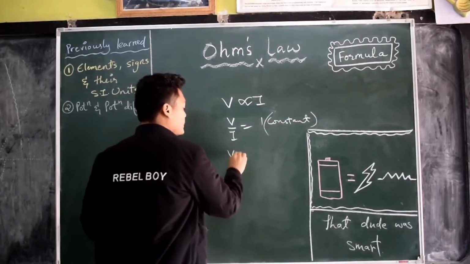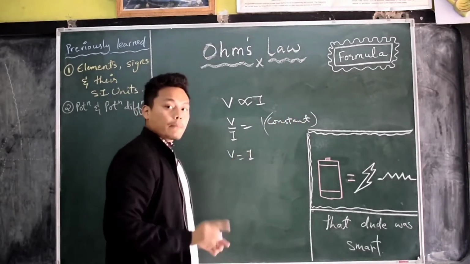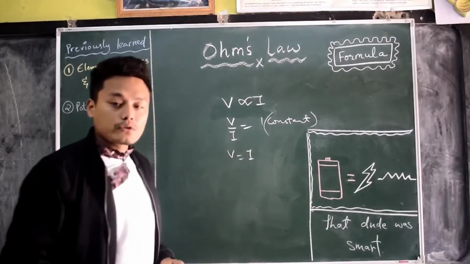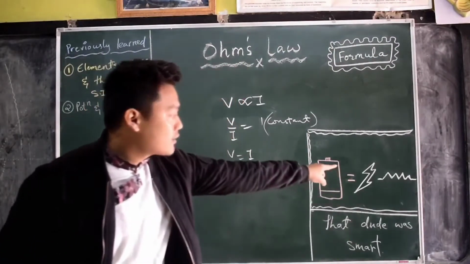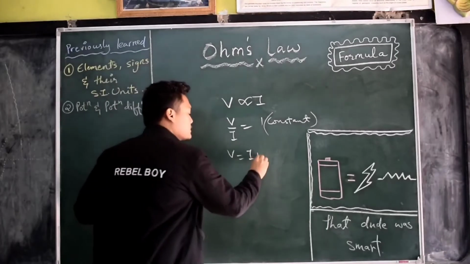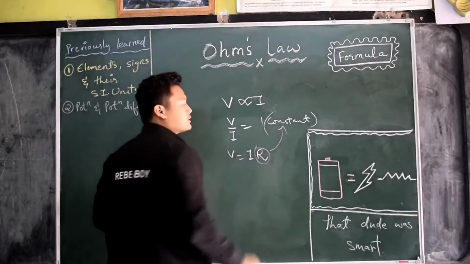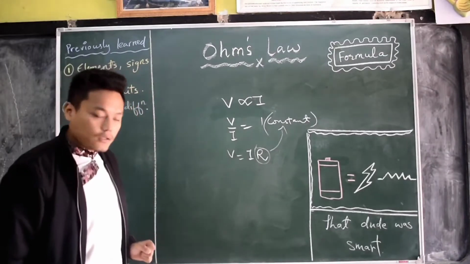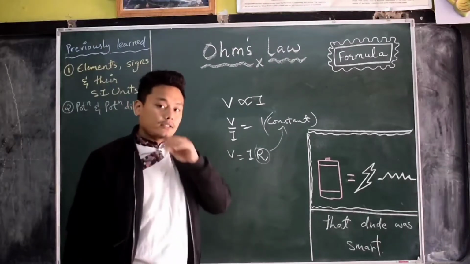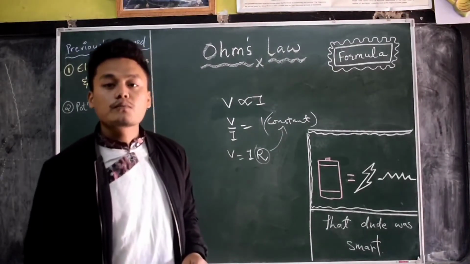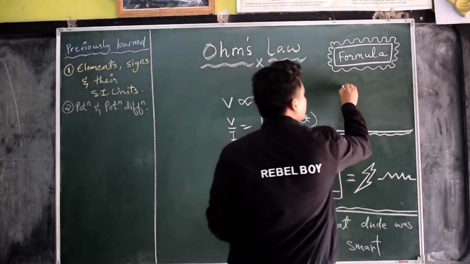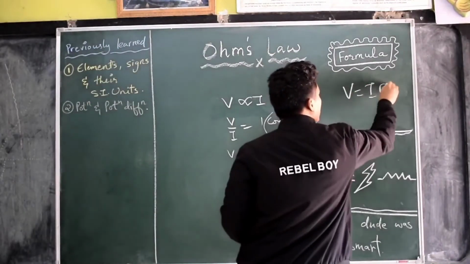And V is equal to I, but current flows through some wire with resistance. So R is the resistance that is also constant. Okay, so V is equal to IR is the actual formula of Ohm's law. Okay, clear on this? V equals IR.